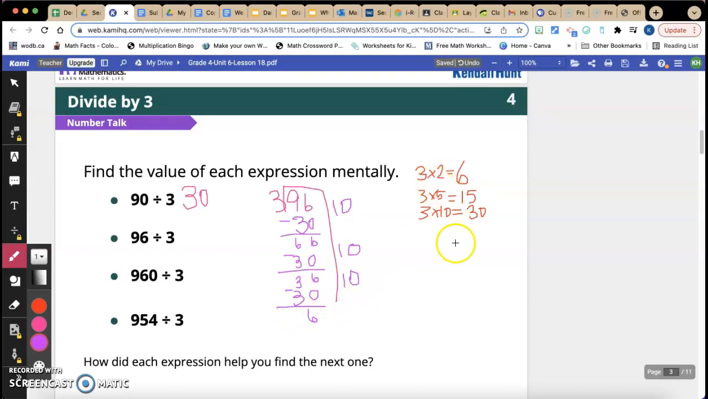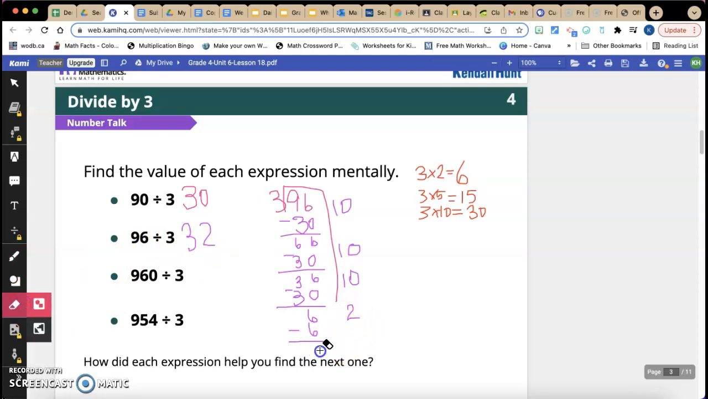The closest I can get to 6 with my fast facts is 3 times 2. 3 times 2 is 6. 6 minus 6 is 0. So, if I add all this together, I have 10, 20, 30, 2. Well, did I already know that 90 divided by 3 was 30? So 96 divided by 3 is 32.